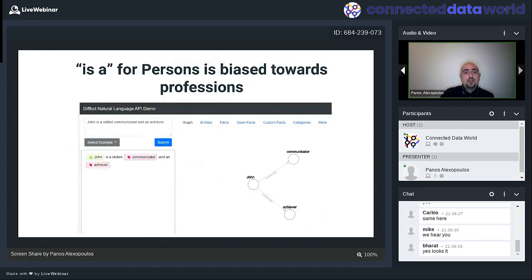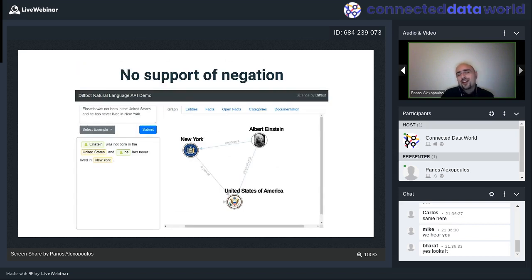So, the ISE would give you things like, imagine a text where you have an appraisal of an employer saying John is a skilled communicator and an achiever. It would model achiever as professions, as positions held actually, that John had a position held communicator and a position held achiever, right? And I can also talk about negation, but negation is generally a big problem.